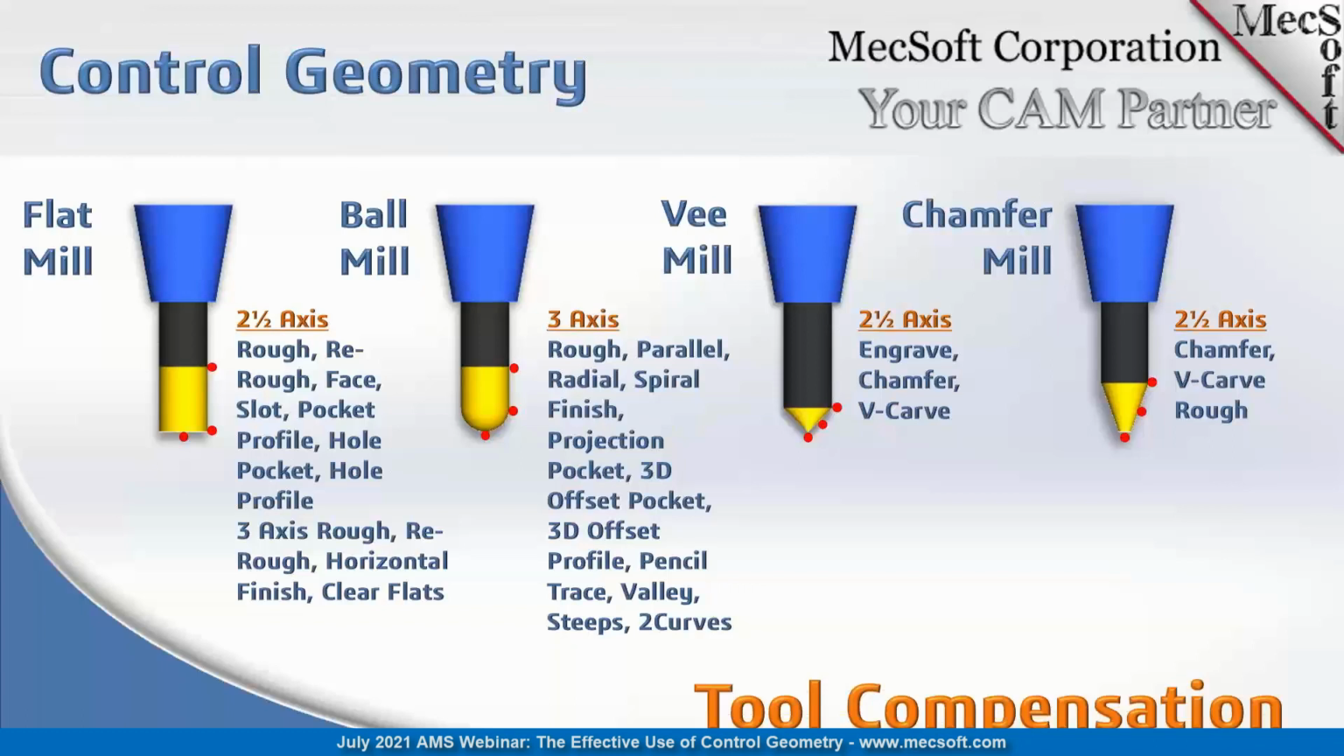So let's move over to the V-mill. The last two tool types, the V-mill and the chamfer mill, are considered specialty tools, so you only use them in certain types of operations. Obviously, in 2.5 axis, if you have a tapered mill, a V-mill, you will use that for any chamfering operation, any V-carving operation, but also engraving. And that's a toolpath that we're going to talk a little bit more about, and we're going to show you real-world examples of that.